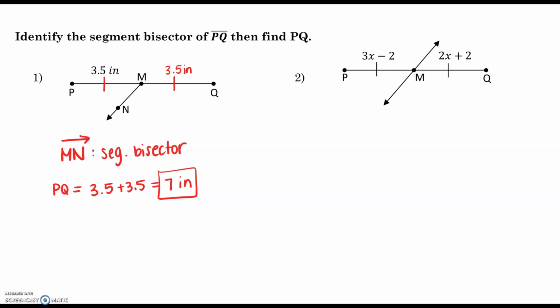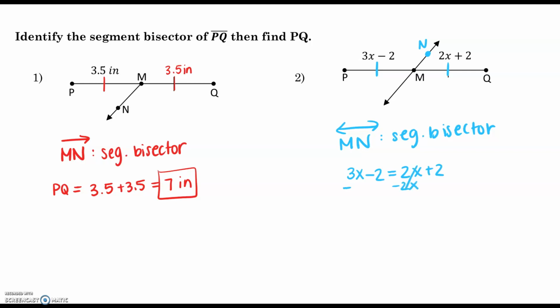So for number 2, let's just say we have point N here, right? Our segment bisector is line MN. Because that segment bisector intersects the segment at the midpoint, we know that segment PM and segment MQ are congruent. They have equal lengths. So here we can set 3x minus 2 equal to 2x plus 2. And we can use algebra to solve.